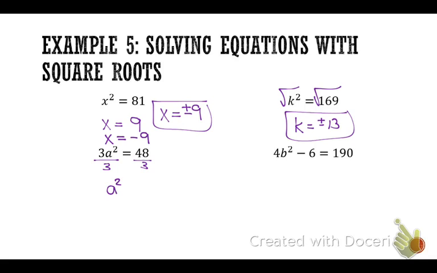Now I have a squared equals, and again, calculators will be permitted, but that does not change the fact that you have to show work. What is 48 divided by 3? 16. Square root both sides to get a by itself, and a equals positive, negative.